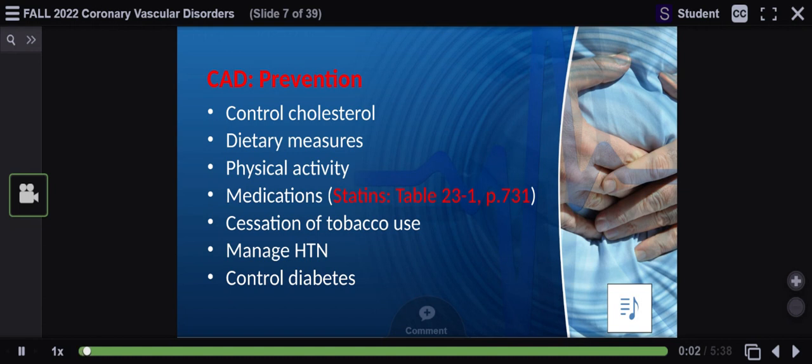So there are four modifiable risk factors that I mentioned earlier: the cholesterol abnormalities, use of tobacco, high blood pressure, hypertension, and diabetes. Among all those risk factors, these are the four established risk factors for coronary artery disease and need more attention in promoting a healthy lifestyle for patients with CAD. So let's start with cholesterol control.